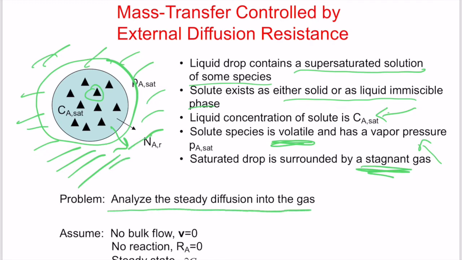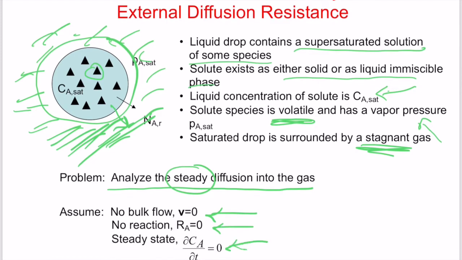And what we're supposed to do is look at the steady state. Actually, it's kind of pseudo steady state, but we'll say at this point in time it's steady state, close enough, into the surrounding medium, the surrounding gas. Okay, so there's no bulk flow, which means that all the velocity components are zero. There's no reaction, so that's zero, and it is steady state, so that is zero.